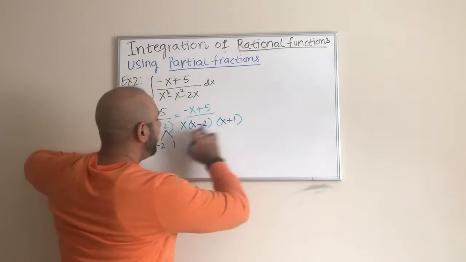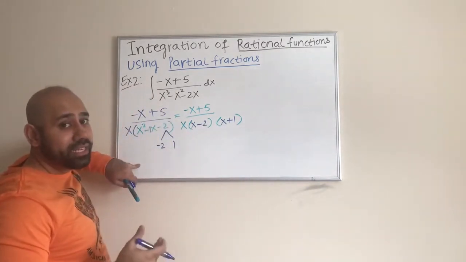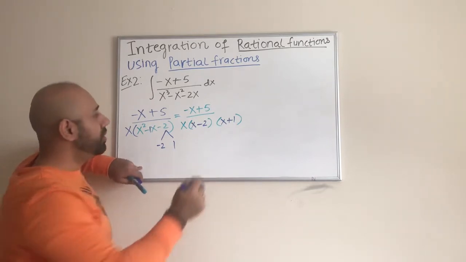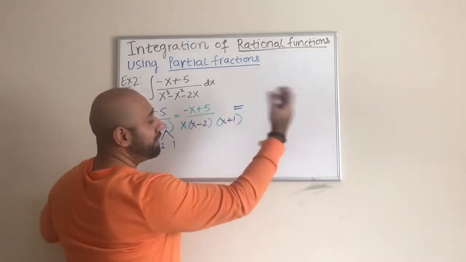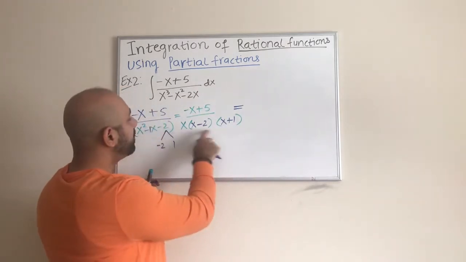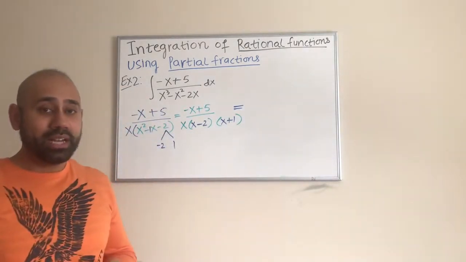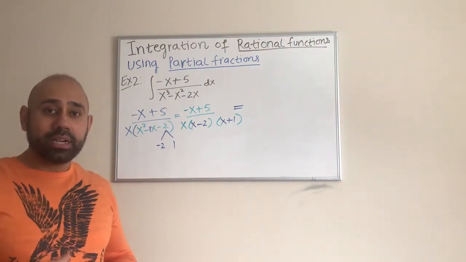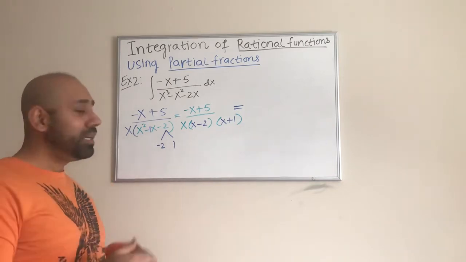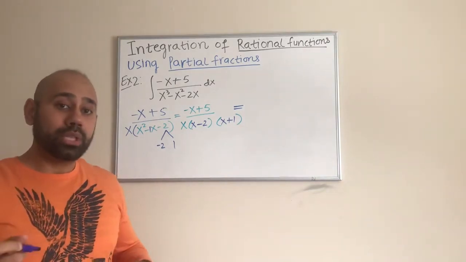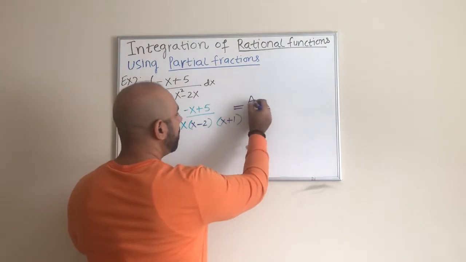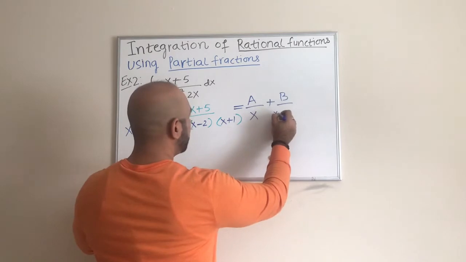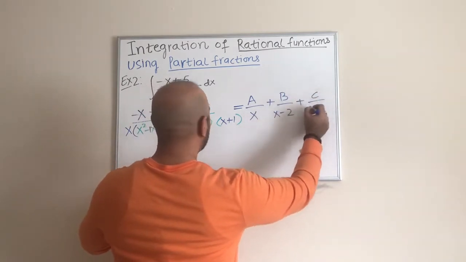I think we have three distinct linear factors in the denominator, so it qualifies for that type 1 partial decomposition. We can break it down into 3 pieces. Why 3? Because we have 3 linear factors in the denominator. If you have watched my previous video, we had only 2 factors in the denominator, so we broke it into 2 pieces. Here I have 3 factors, so we should break it into 3 pieces. It's going to look like this: A over x, then B over x minus 2, and then C over x plus 1.